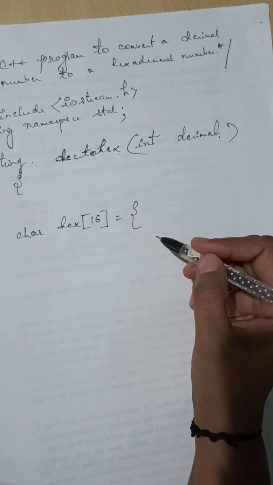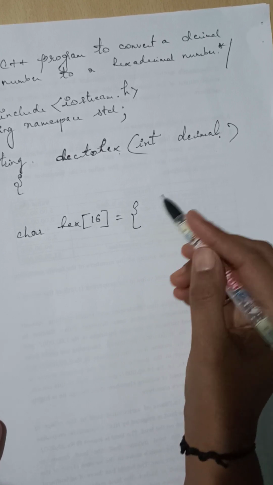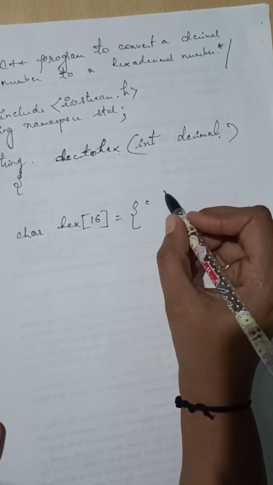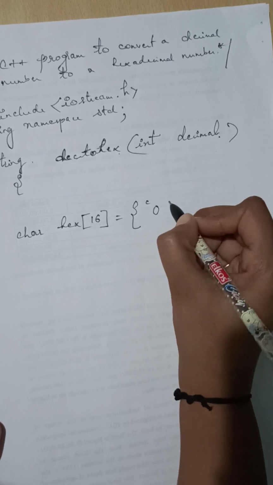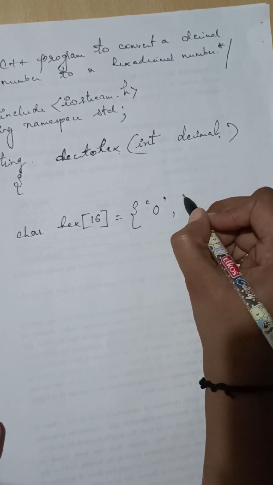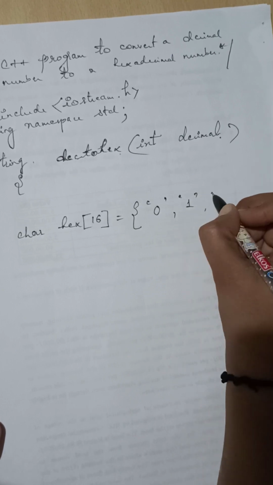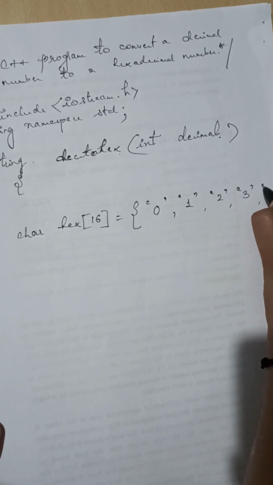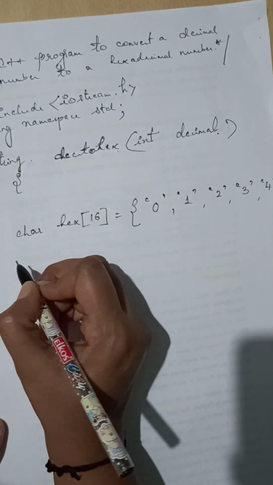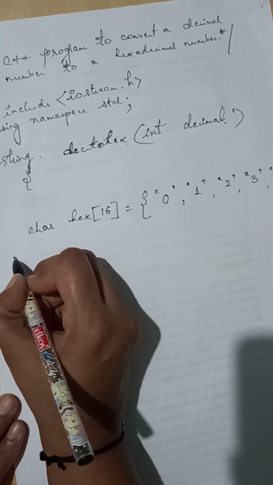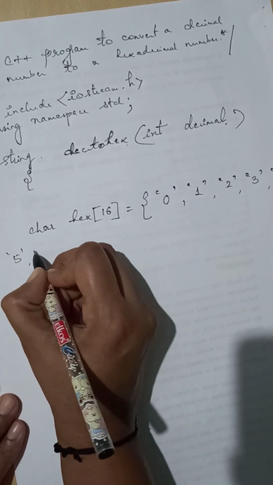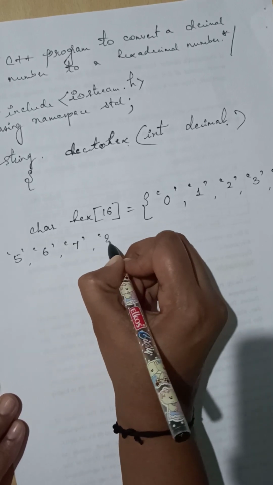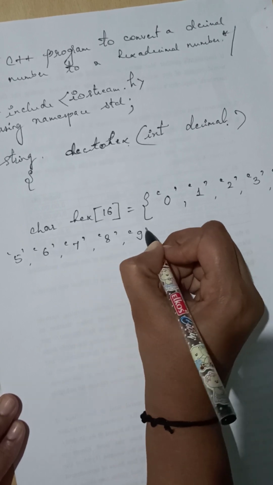So I hope everyone knows the syntax for initialization of a character array. Open the curly brace, and each character will be kept within single quotes. All right, so the first character, as usual, is 0, comma, the next character is 1, then 2, then 3, then 4, then 5, 6, 7, 8, 9. So these are the digits.